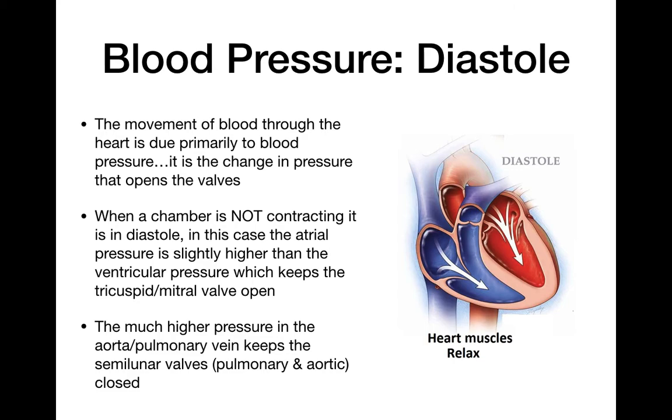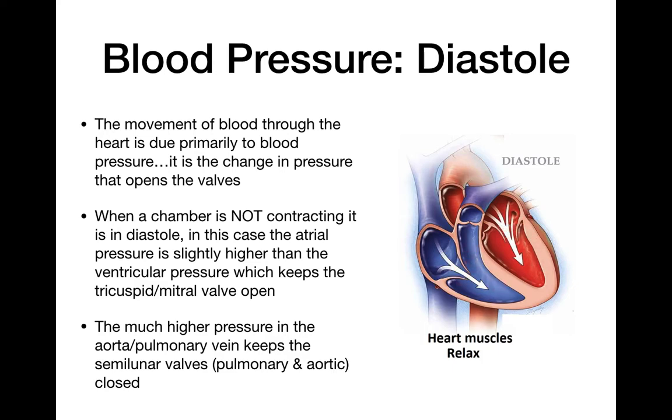Okay, so diastole is when you measure the blood pressure. So when we're moving blood through the heart, blood pressure is the main reason for this. And the change in pressure between the different chambers is what's going to open the different valves. So when a chamber is not contracting, we say it's in diastole, which means the pressure is going to be higher in the atrium than it is in the ventricles. Okay, and this is what keeps the valves, the tricuspid and mitral valves, open, because the pressure is higher up here than it is down here. So that keeps this valve open.